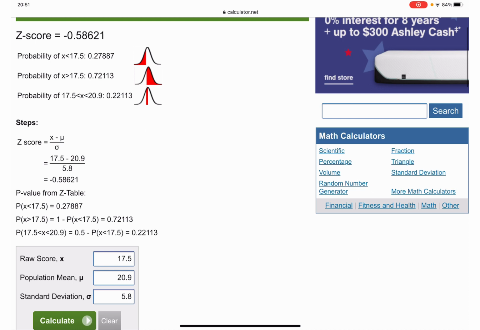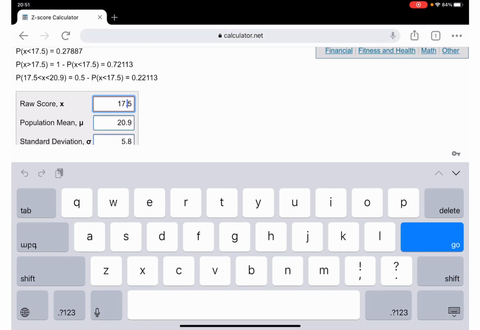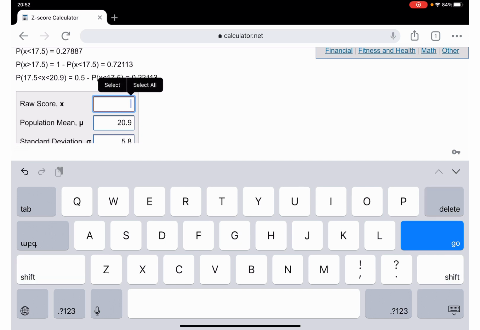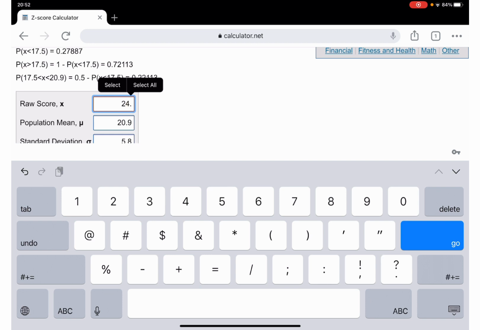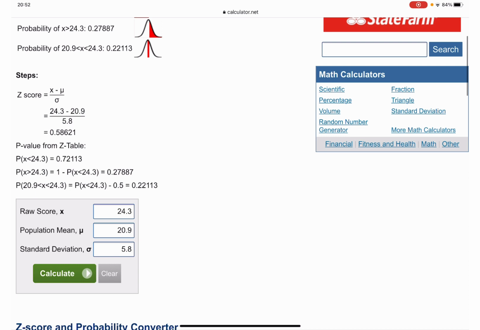calculating. Here it is, less than, it's going to be 0.27887. Okay, and now we also need 24.3. We go, and here we got 0.7213.